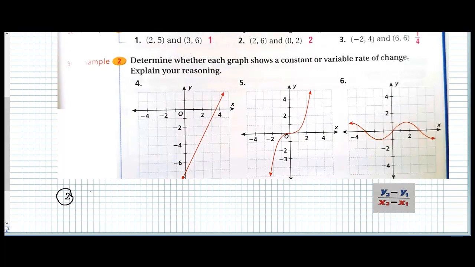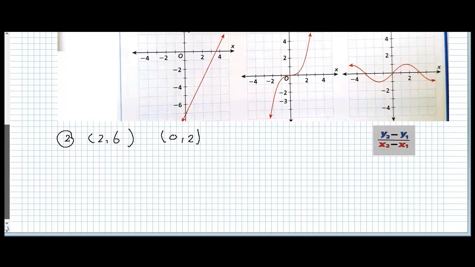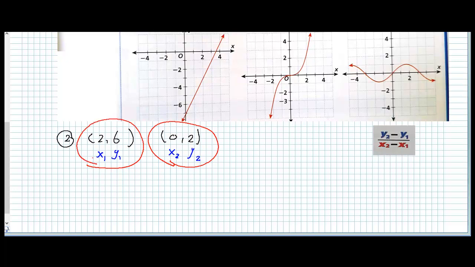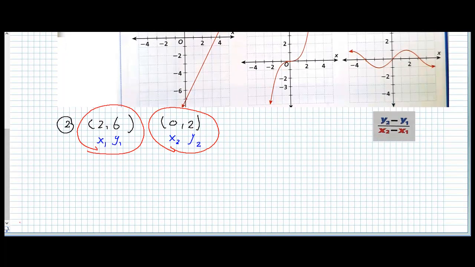Our 2 points are (2, 6) and (0, 2). What we will do now, we will take this as y1, and this as y2. So this will be x2, this will be x1. You can change, no problem. You can make this part x1, y1 and this part x2, y2, and it will give you the same solution.